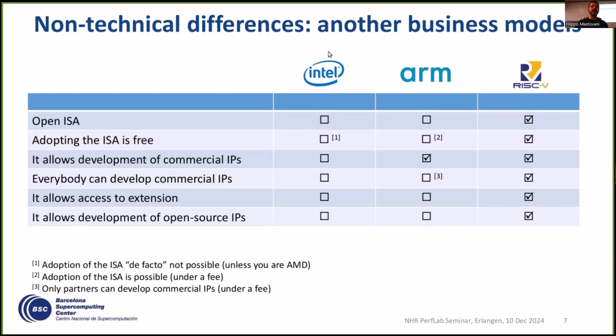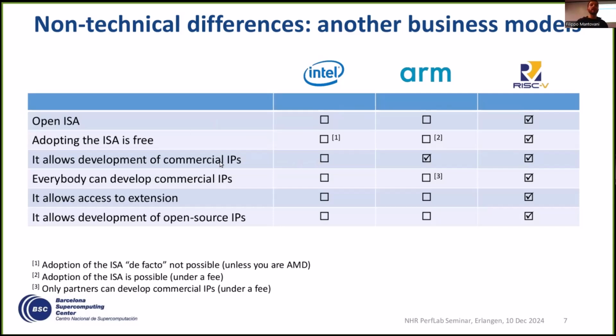It's an open ISA, compared to Intel and ARM, which are not open. If you want to do a CPU based on Intel, probably you cannot. If you want to do one based on ARM, you have to pay some royalties. And the adoption of the ISA is free in the case of RISC-V. In the case of Intel, if you are AMD, probably you can have some deal. In the case of ARM, once again, you have to pay.